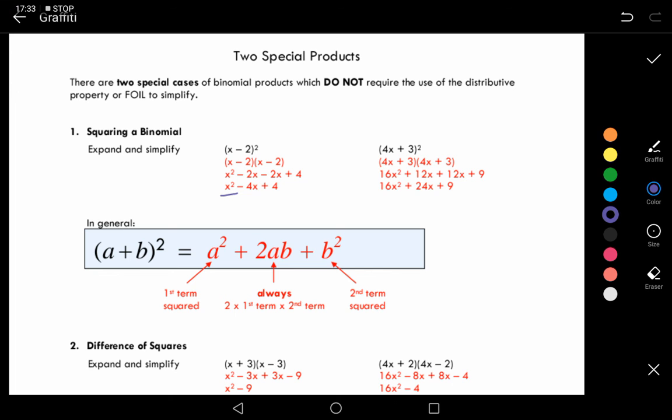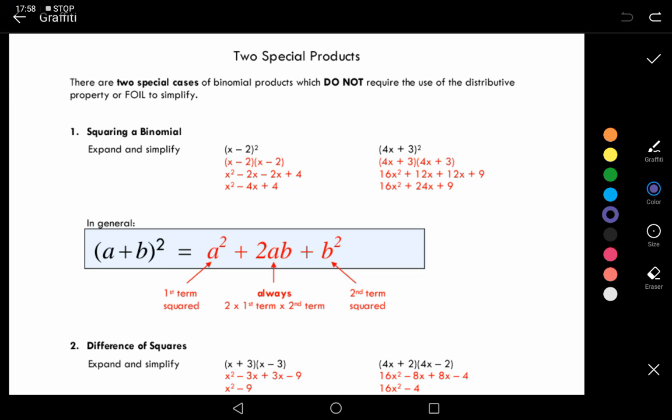So 2 times a, which is 1, so 2 times 1 is 2, times the second term, which is negative 2, so that's 2 times negative 2, which gives you that negative 4. Okay, and lastly, your last term is going to be your second term squared. So in the first one, negative 2 squared gives you that 4.